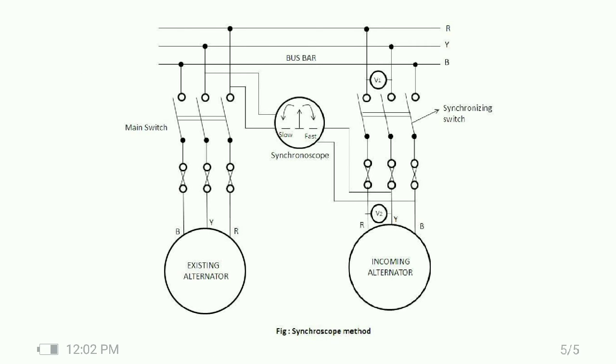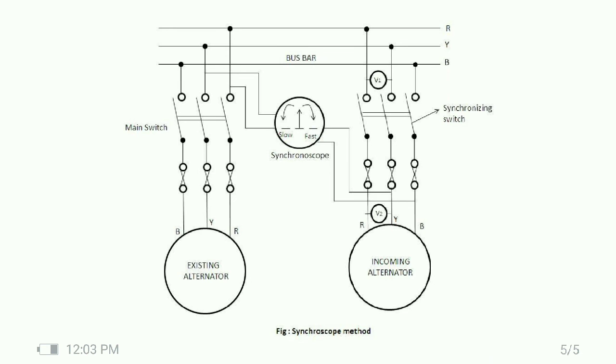The next method is the synchronoscope method. In this method, instead of using lamps, we are using a synchronoscope through which we can find the speed of your alternator too. Here, apart from satisfying the previous conditions, we can see if your alternator is running at the required speed or a slower speed. If the rotation of your dial is in the anti-clockwise direction, it means that your alternator is slow, and if it is in the clockwise direction, it means that the alternator is running at a speed higher than the rated.